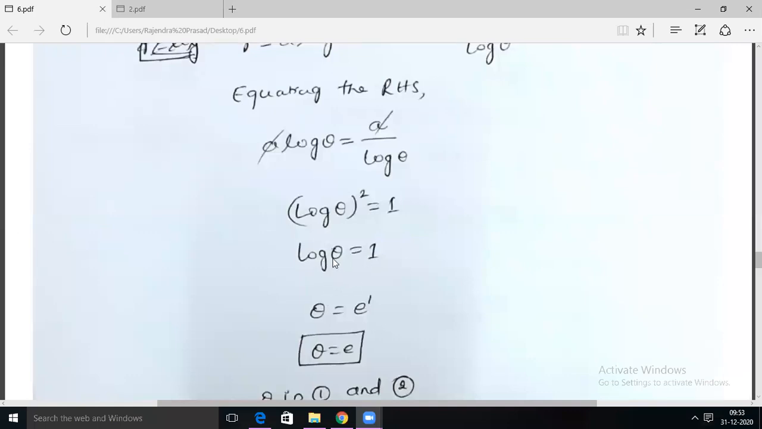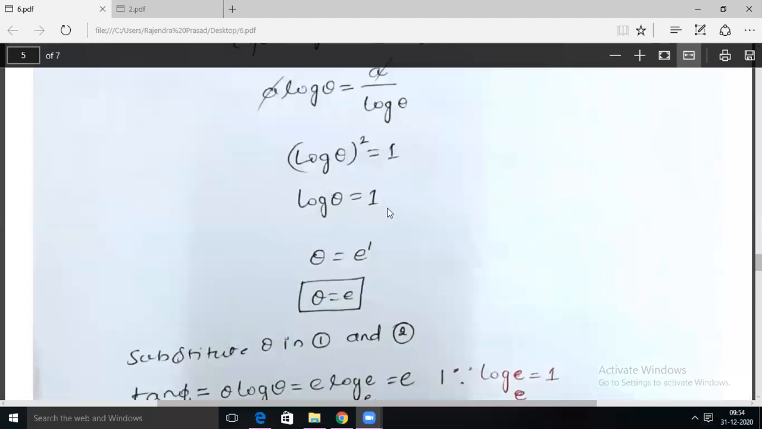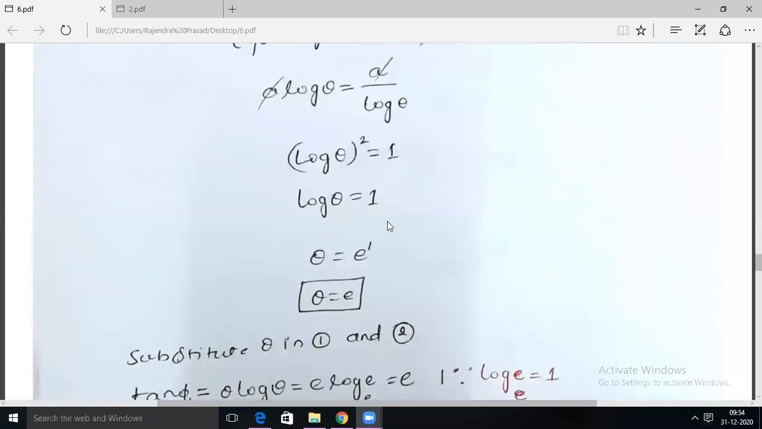So this log goes to RHS. Generally we say like this: log goes to RHS, it becomes e power 1. Suppose we have here k, theta is equal to, this log goes to RHS, it becomes e power k. So 1 we have here, we get e power 1. E power 1 value we have here e itself. Theta is equal to e.